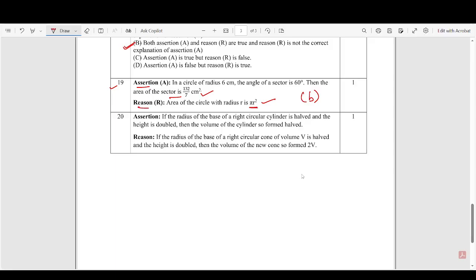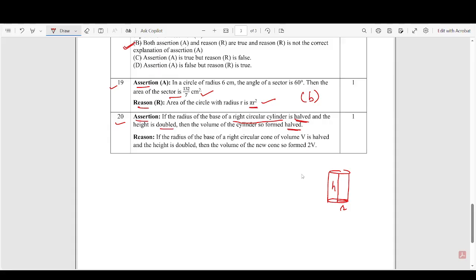Now question number 20. Assertion: if the radius of the base of a right circular cylinder is halved and the height is doubled, then the volume of the cylinder so formed is halved. Okay, so first let's look at the assertion. They are saying that we have a right circular cylinder. Suppose this is a right circular cylinder. This is the height of the cylinder h, and this is the radius of the cylinder r.